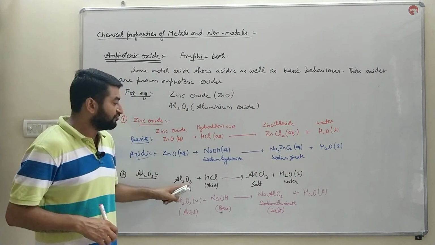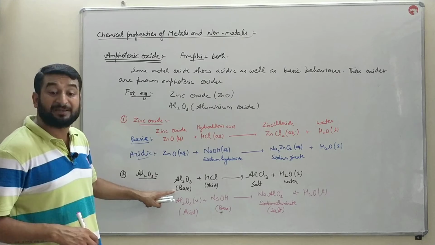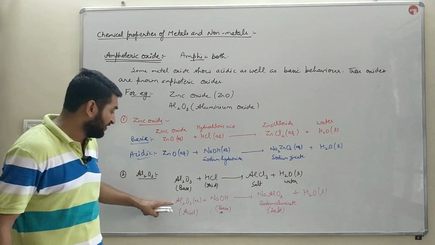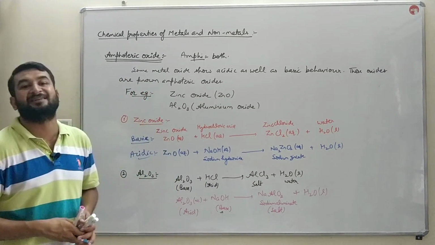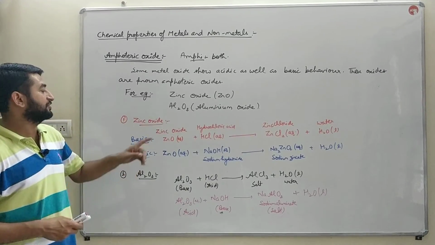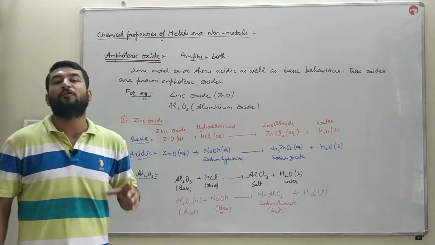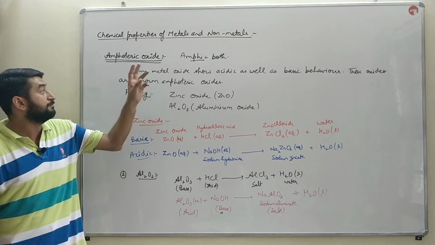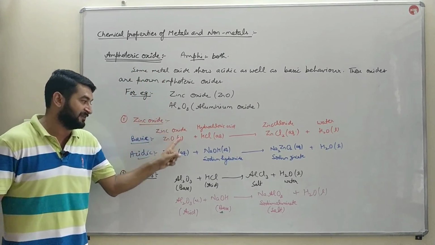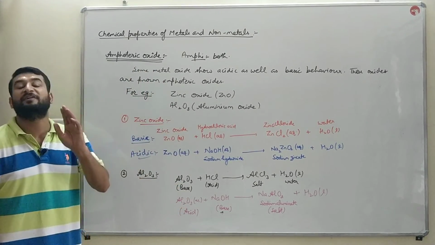So in the first reaction, aluminium oxide shows basic behavior, whereas in the second reaction, the aluminium oxide shows acidic behavior. And these types of oxides are known as amphoteric oxides. A very important definition, example as well as these reactions. Do it very, very carefully.